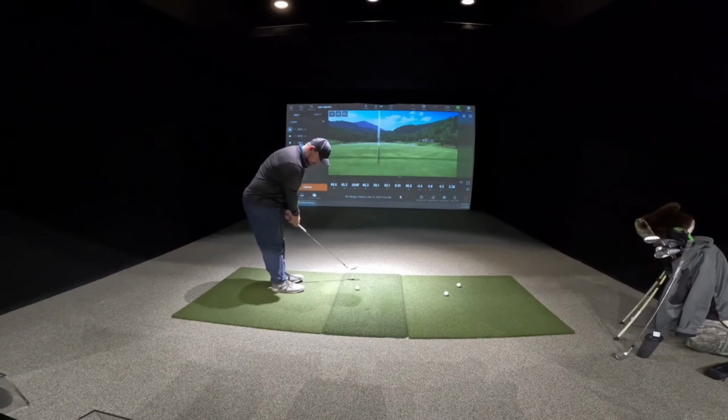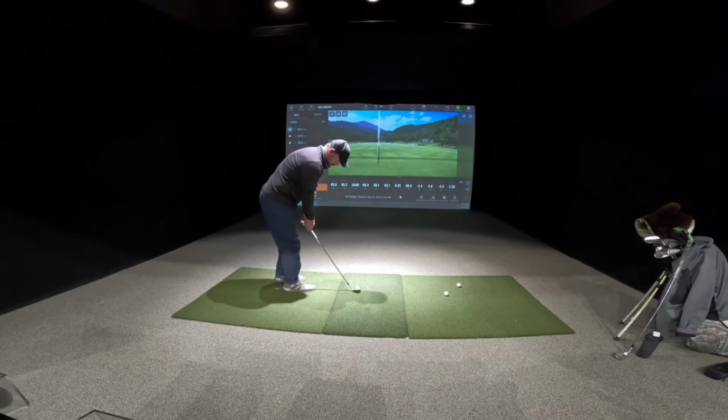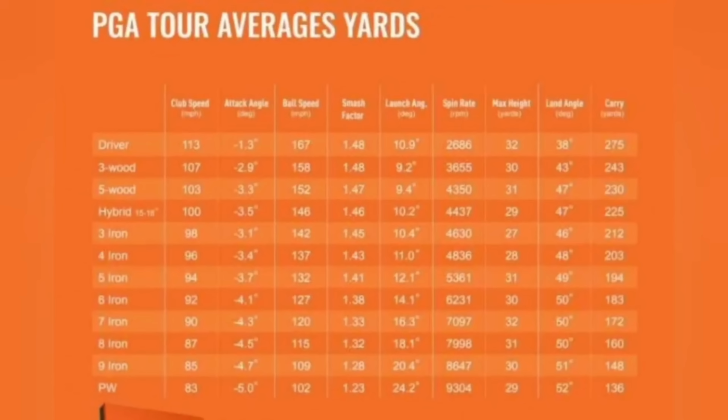Today we're going to get into a little discussion of all the Trackman data that is covered under the PGA Tour averages on the chart that we looked at last time. As usual, here just kind of warming up.